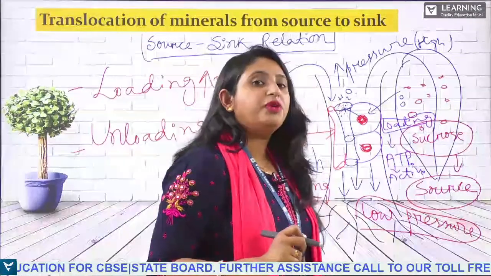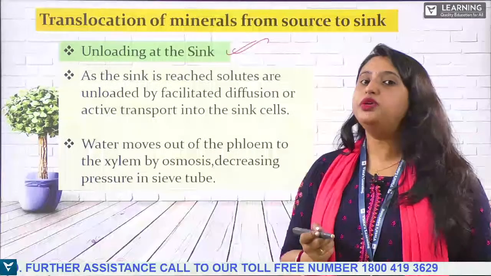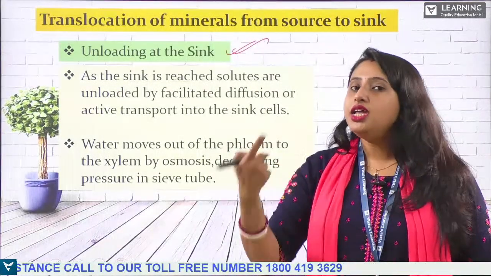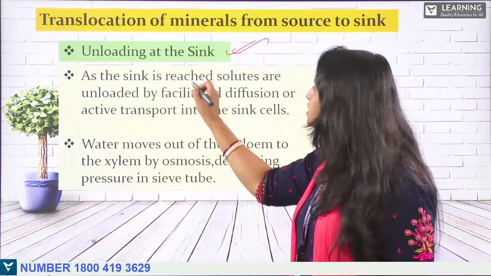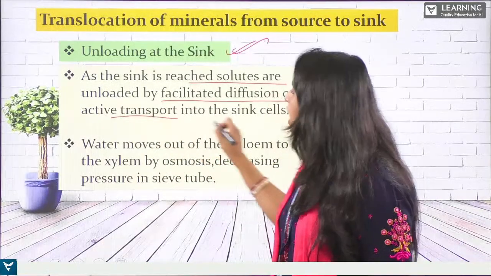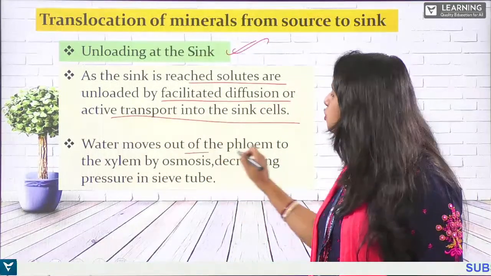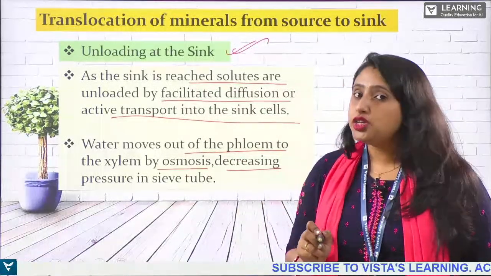Okay, and there a low pressure is being created. So unloading at the sink. So what happens? Unloading takes place where? In the sink. Loading takes place where? In the source. So as the sink is reached, solutes are unloaded by facilitated diffusion or active transport, and the water moves out of the phloem to the xylem by osmosis, decreasing the pressure in the sieve tube.